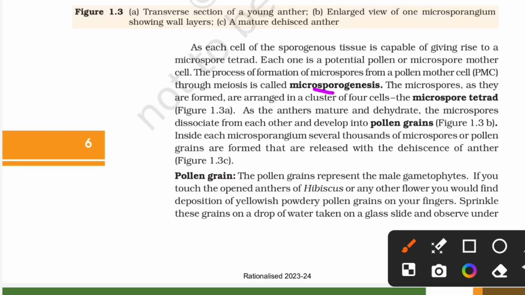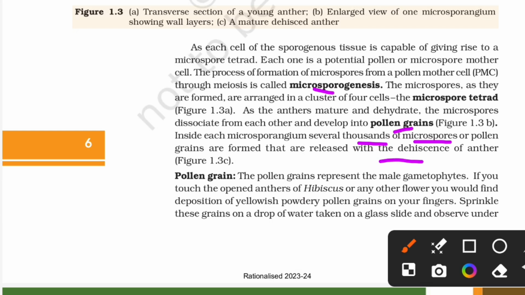As the anther matures and dehydrates, the microspores dissociate from each other and develop into pollen grains. Inside each microsporangium, several thousand microspores or pollen grains are formed that are released with the dehiscence of the anther. Pollen grain. The pollen grain represents the male gametophyte.